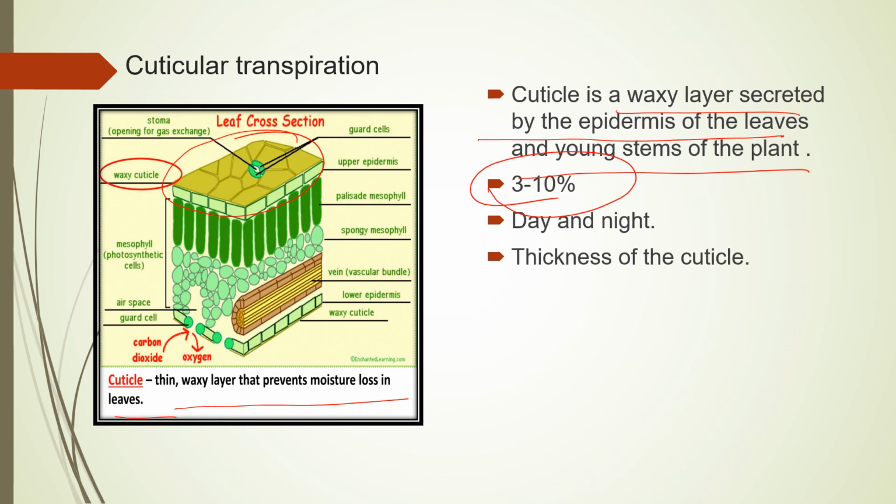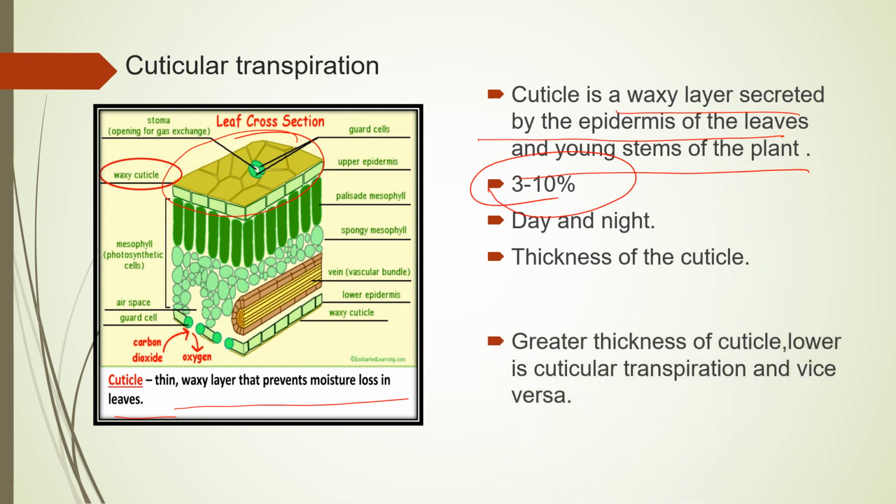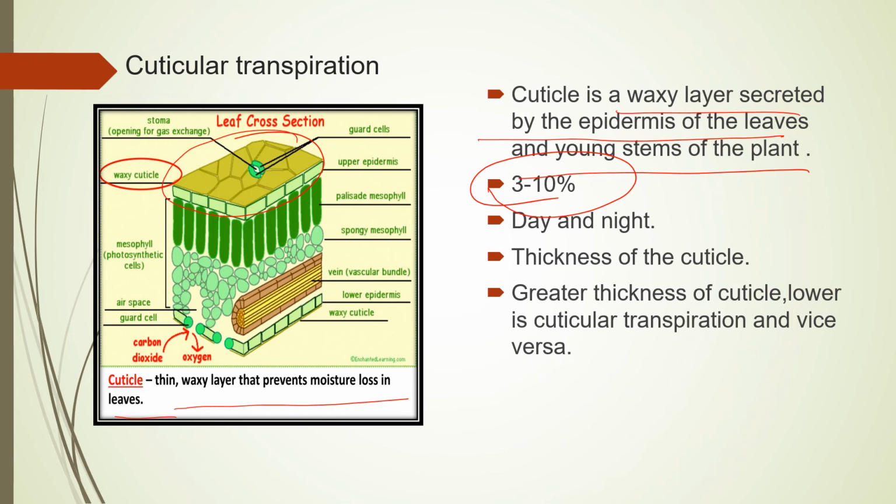The thickness of the cuticle is the main point on which this transpiration depends. If the cuticle is thicker, the transpiration is very less. If it is not so thick, there is a chance of more transpiration through the cuticle. Greater the thickness of the cuticle, lower is the cuticular transpiration, and vice versa. Lower the thickness, greater will be the cuticular transpiration.